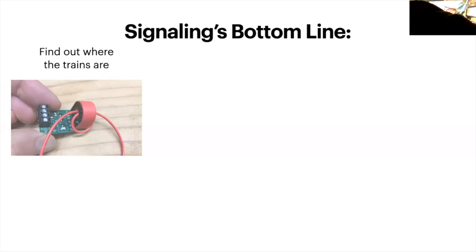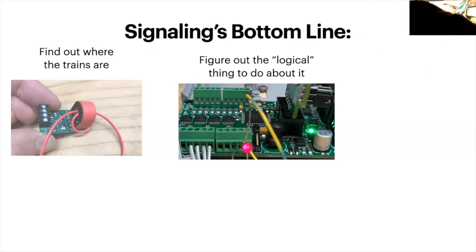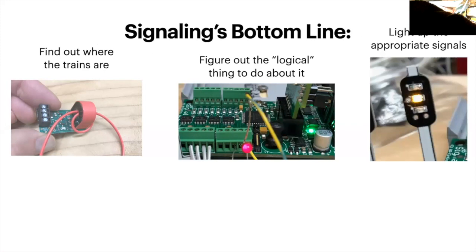So signaling's bottom line is you have to find out where the trains are through some kind of track detection. You have to figure out the logical thing to do about it through some sort of electronic circuitry. And you have to light up the appropriate signals. So you have to have the LEDs in place and you have to have them wired up to all the electronic circuitry. And if you have those 3 things in place, you should have a working signal system.